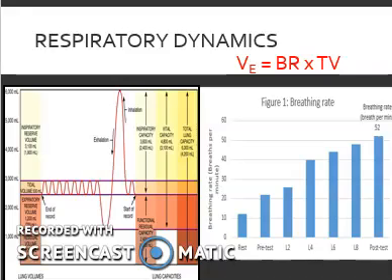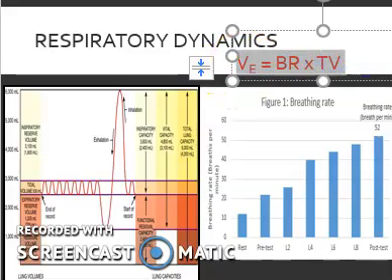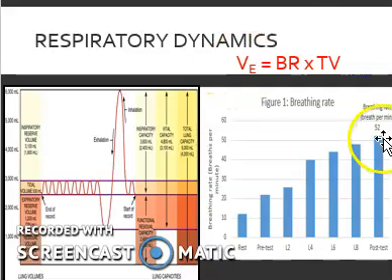Ventilation. Here we are going to do respiratory dynamics. Here is an equation for respiratory dynamics. That equation links to ventilation, which is VE, breathing rate times tidal volume. VE stands for minute ventilation. The BR stands for breathing rate, and TV stands for tidal volume.